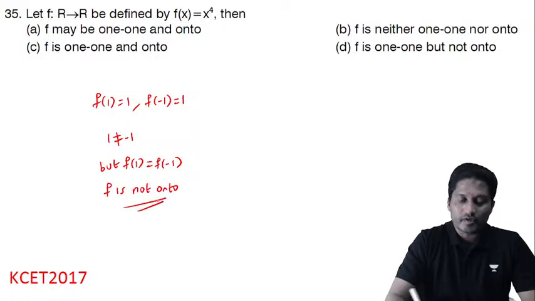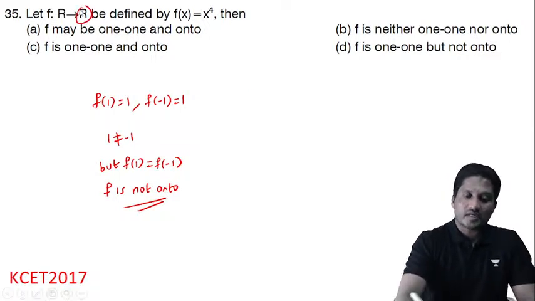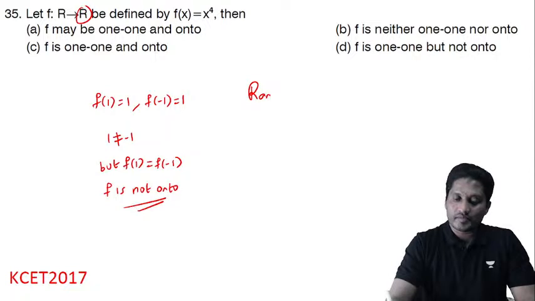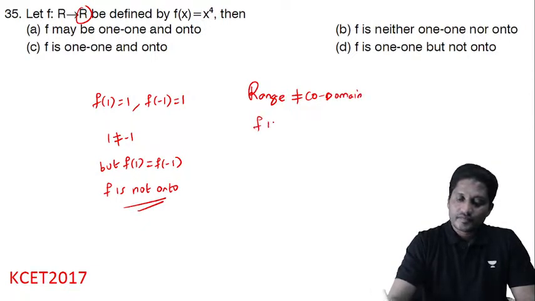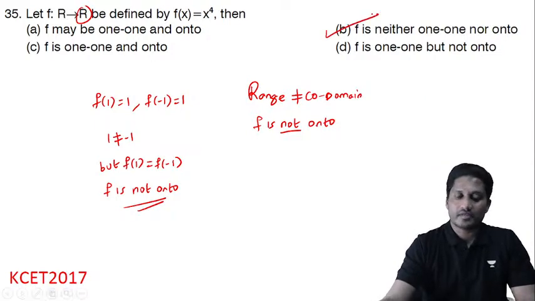And then x power 4 is always positive. X power 4 cannot be negative. But the codomain is R. So range is not equal to codomain. Therefore f is not onto. Therefore it is neither one-one nor onto, that is neither injective nor surjective. Answer is option B. Right. Let's move to the next question.